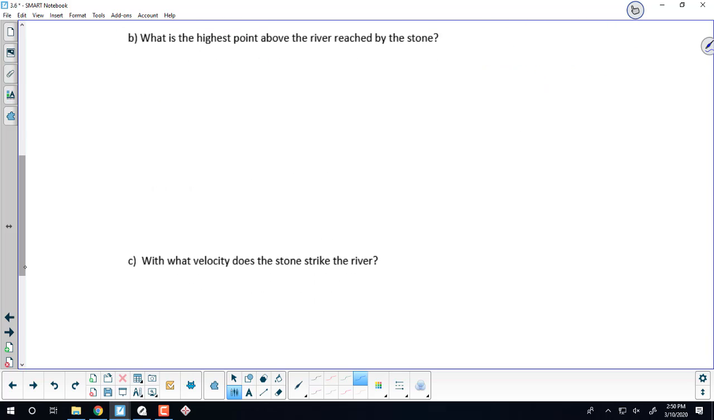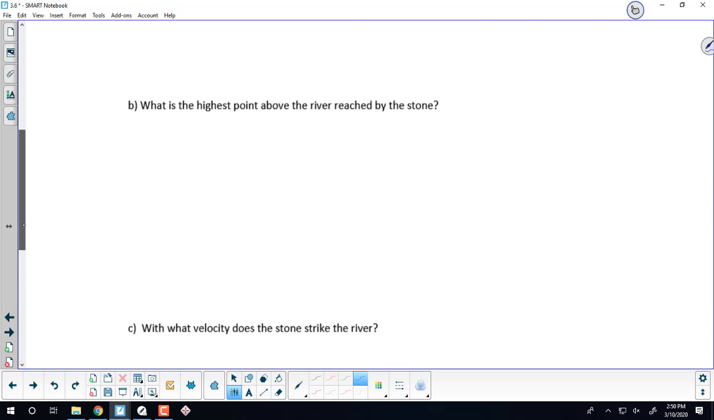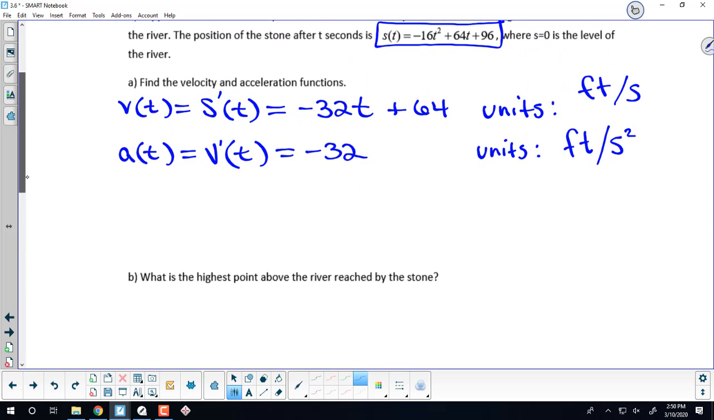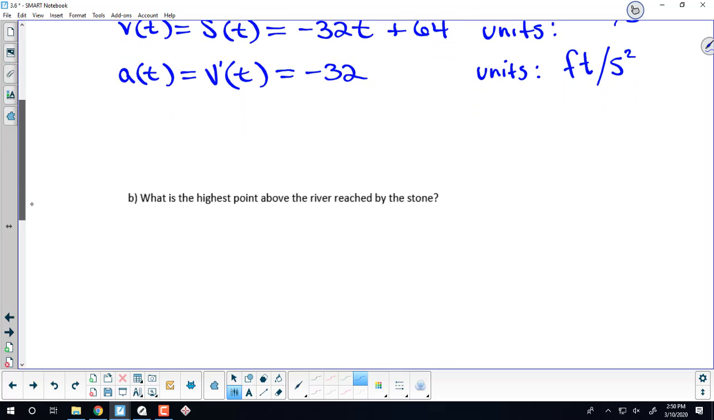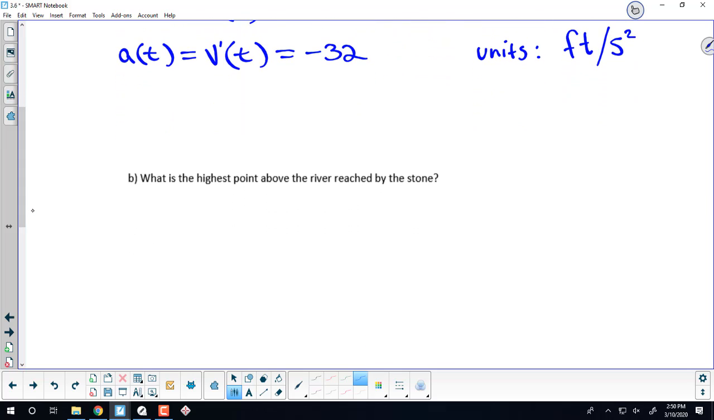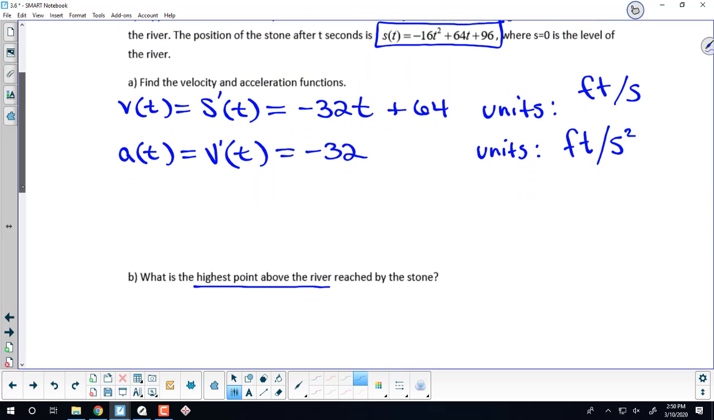In part C, with what velocity does the stone strike the river? Well, we have to first figure out when the stone hits the river, and then we plug that into the velocity. So all these questions asking about acceleration, velocity, or position always boil down to finding the time that something happens first. The highest point above the river, I guess there's really two ways we can answer that, because we do have a quadratic position function.